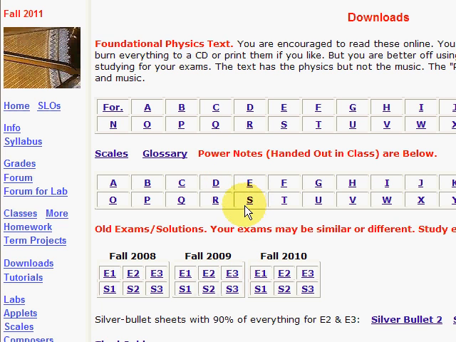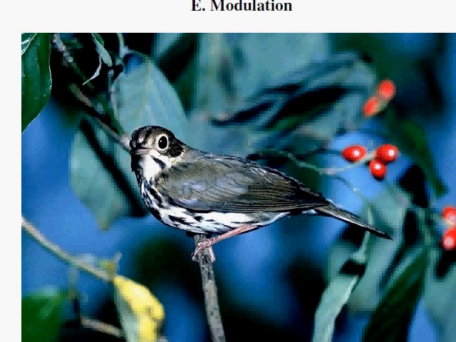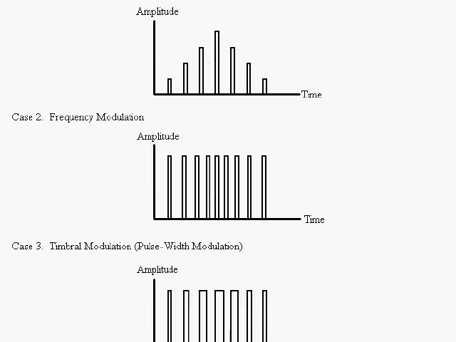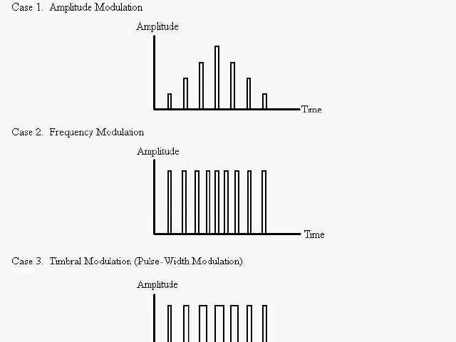Doc here with a review for exam 1 by request modulation. That's chapter E. We pull up the PDF file for E and we go to the last page in that chapter. There's a nice little summary here which I want to talk about.